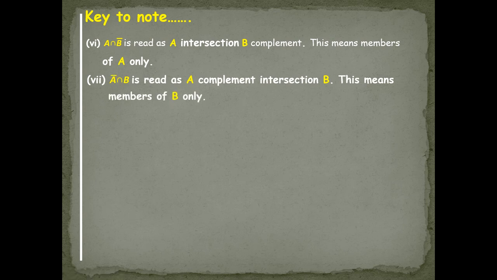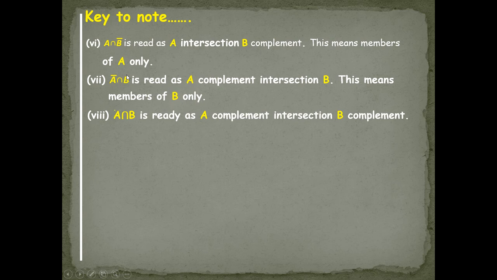Now when you compare these two, this one is A complement. You realize that the complement is now on A. This one is read as A complement intersection B, and this means elements that are not in set A but in set B, or elements that are in set B only.